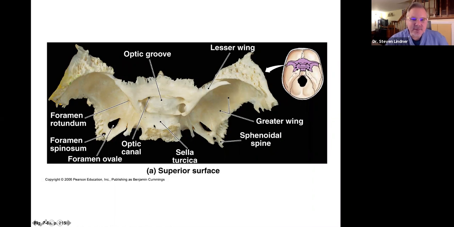Here is the sella turcica, or the hypophyseal fossa of the sella turcica. And then you can see the foramen rotundum, the foramen ovale, and the foramen spinosum. Those three foramina are located in and on the greater wing of the sphenoid. Here is the optic canal. So through the optic canal are going to be the optic nerves that travel through there.